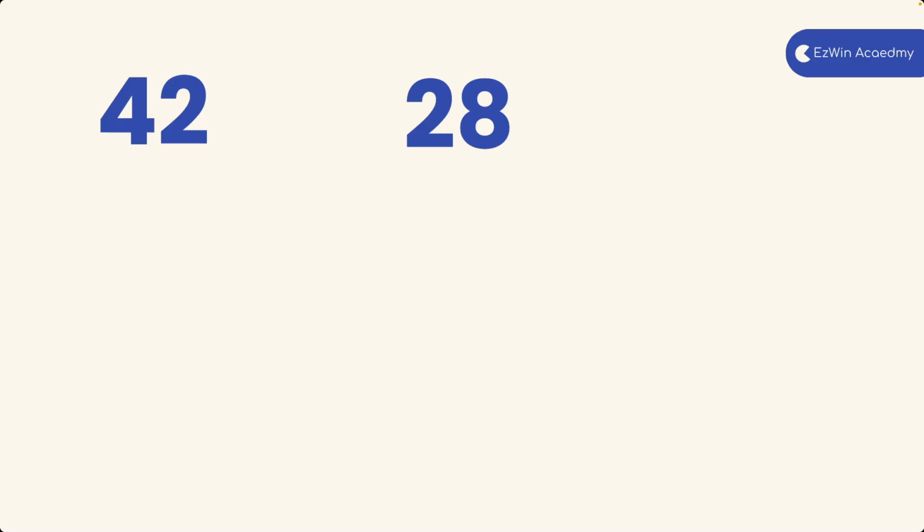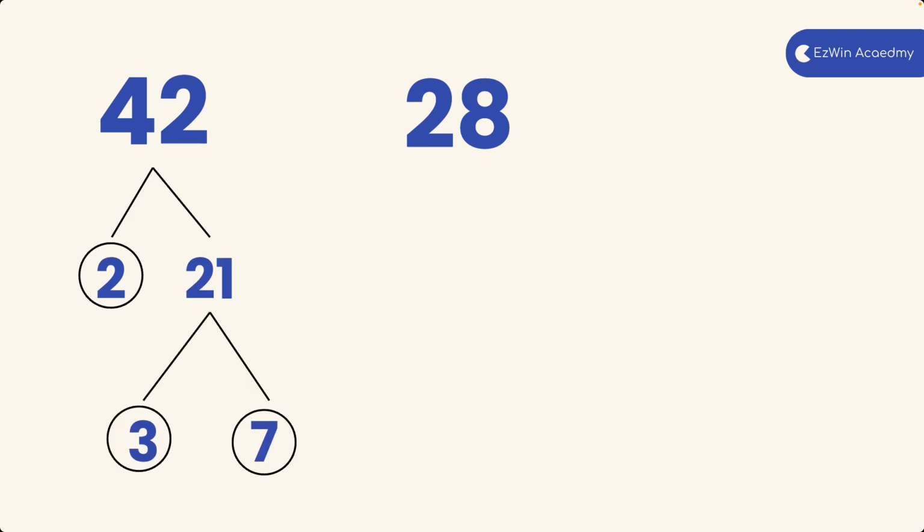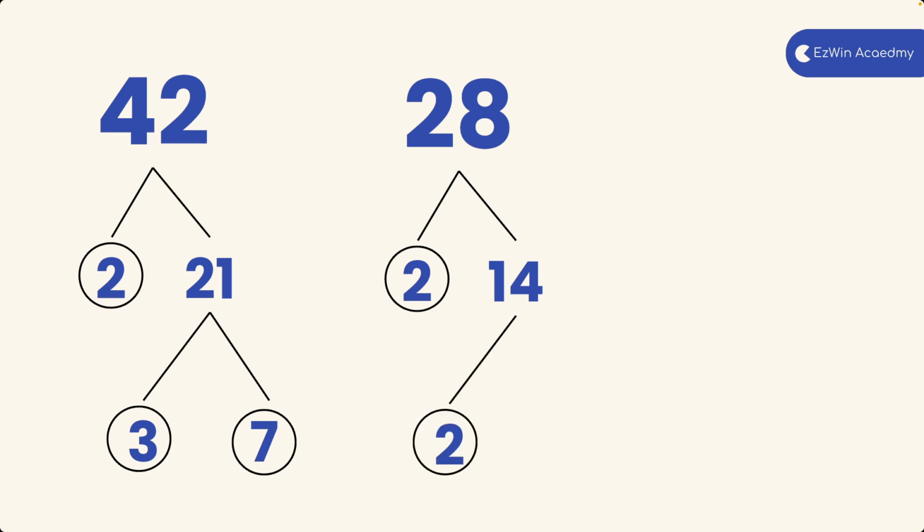The next one will be a little bit harder. You know 42 has the factors 2 and 21, and 3 and 7. So what about 28? You can pause this video and find out the factors of 28, and then figure out the common factors between 42 and 28. All right, let's see if you got this correct. With 28, you can divide it by 2, correct? What is 28 divided by 2? 14. And now with 14, can it still be divided by 2? Yes, it can.